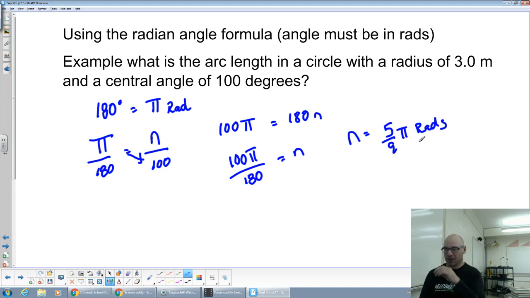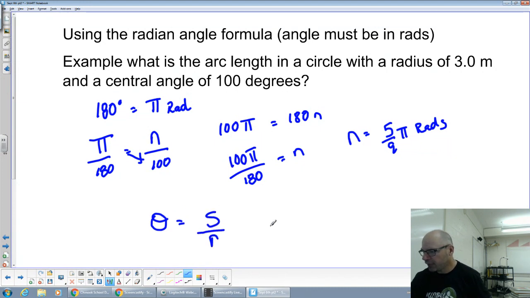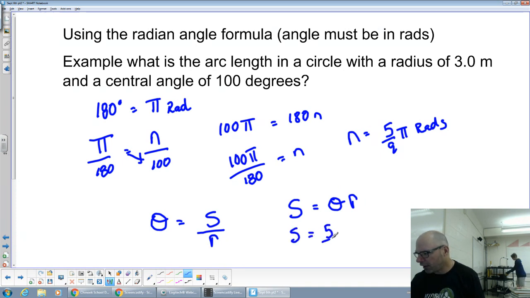Now we can apply the formula. Remember the formula is that theta equals the arc length divided by the radius. If I want the arc length, I can multiply both sides by r, and the r's cancel. So s equals theta r is another way to remember the arc length formula: arc length equals the angle in radians times the radius. In our case, s is equal to 5 over 9 pi radians times 3.